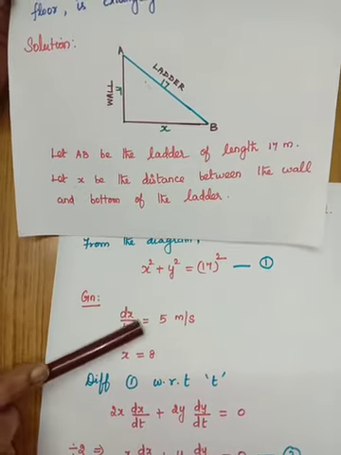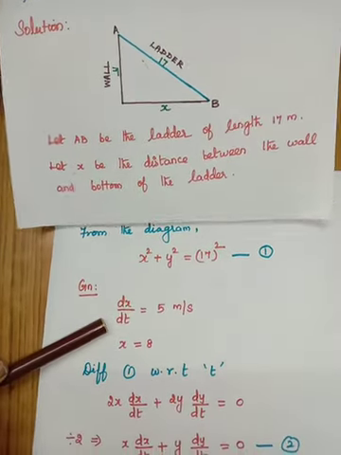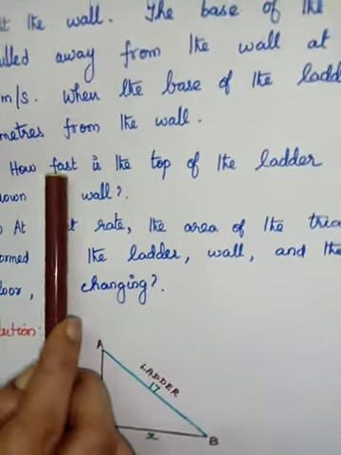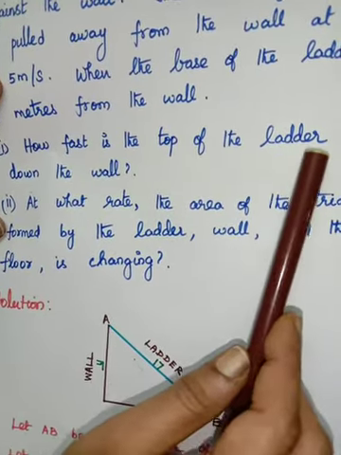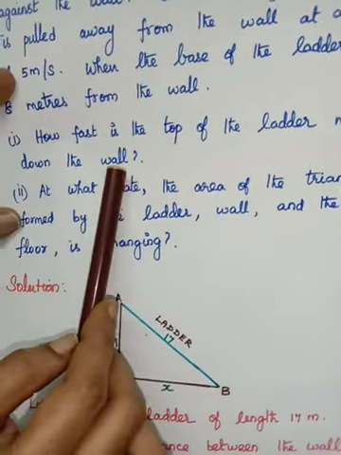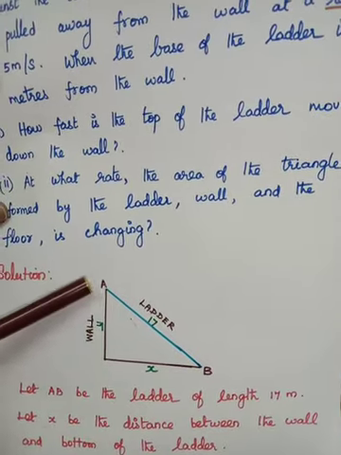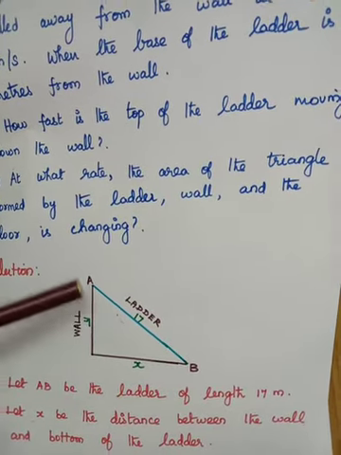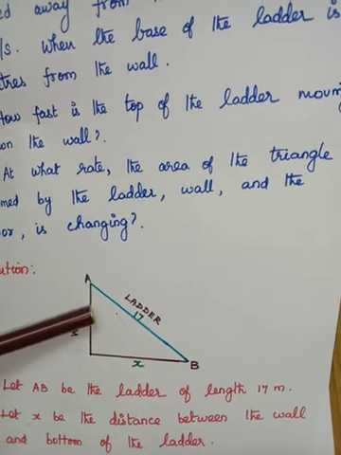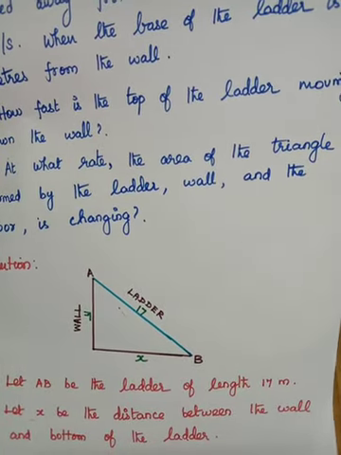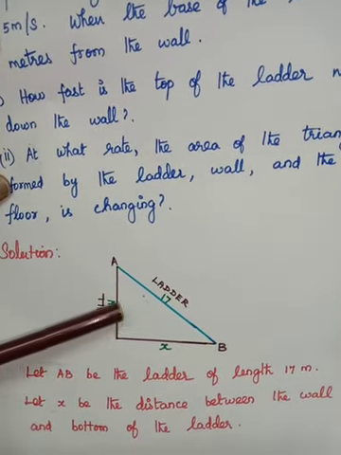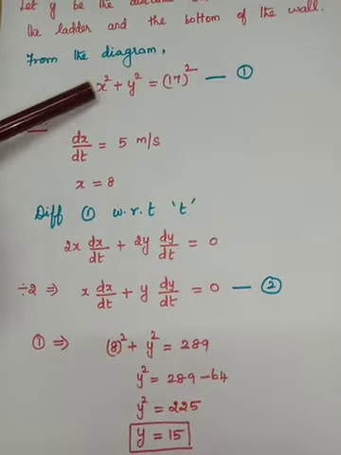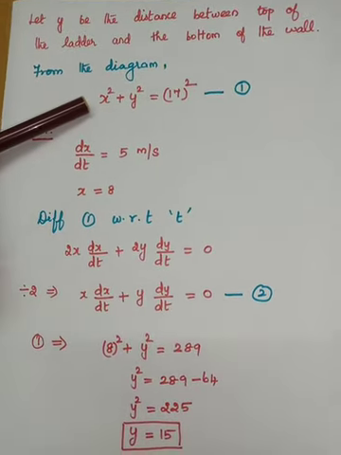Okay, so here dx by dt you have, and you are going to find what you have to find in the first subdivision: how fast is the top of the ladder moving down the wall. Okay, so see that this is the top of the ladder and the distance used here is y. So how fast is it moving down? So we have to find out which one. How fast means it's a rate of change. So it is nothing but dy by dt that you have to find out. So you take this relation and you are going to differentiate with respect to t.